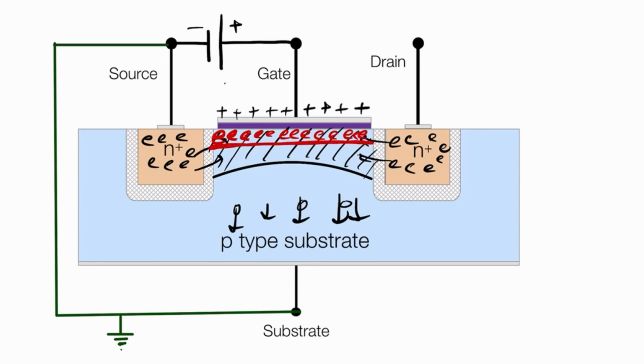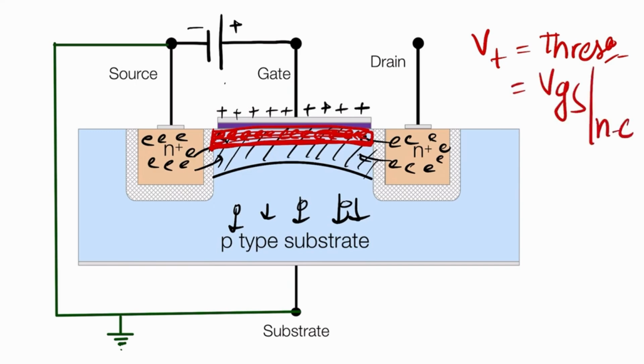As this N channel is formed by inverting the p-type semiconductor substrate, that's why we call it the inversion layer. So this layer is called an inversion layer. Okay, and the voltage needed to create this N channel is called the threshold voltage. Vt is the threshold voltage. So the Vt is equal to VGS when the N channel is created. The minimum voltage required to create the N channel is called Vt.